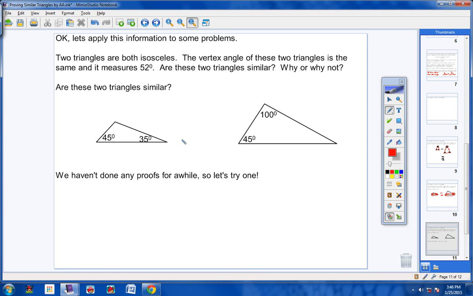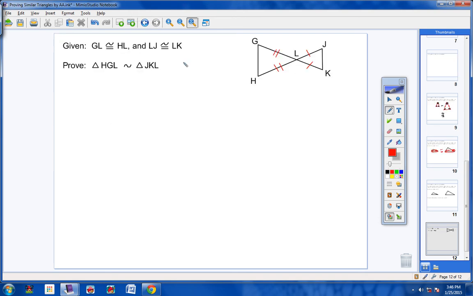Now, we have not done proofs for a while, so let's try one, okay? Contain your excitement. The only thing different is we are definitely going to do this one as a paragraph proof. So you'll definitely want to listen and take notes. I would encourage you to not work ahead, okay? This is going to be a paragraph proof. So go ahead and copy this in your notes. I'll pause a second while you do that, and then we'll continue on.